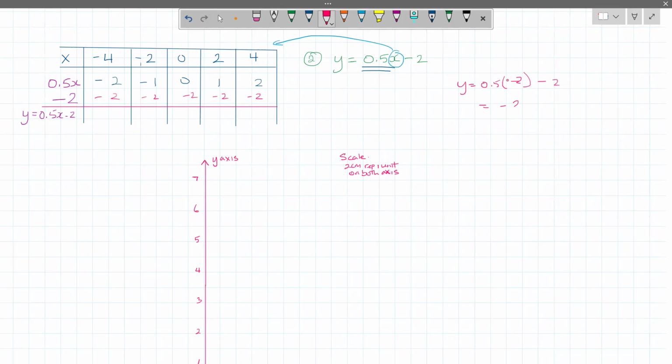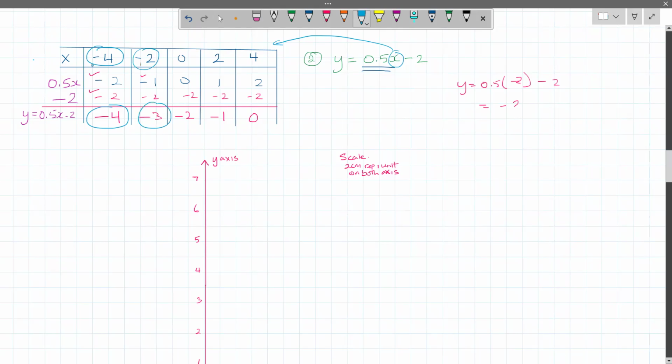So remember when you get to this part, you're looking at these two here. Negative 4 minus 2 gives me negative 6? No wait, minus 2 gives me negative 4. Minus 1, sorry, minus 2 gives me negative 3. 0 minus 2, pay attention to the ones with the 0, because you're not multiplying in this instance, so you get minus 2. 1 minus 2 gives me minus 1, and 2 minus 2 will give me 0. So these are the pairs of my coordinates that I'm going to get here. We have this, minus 4 and minus 4, minus 2 and minus 3, 0 and minus 2, 2 and minus 1, and 4 and 0.